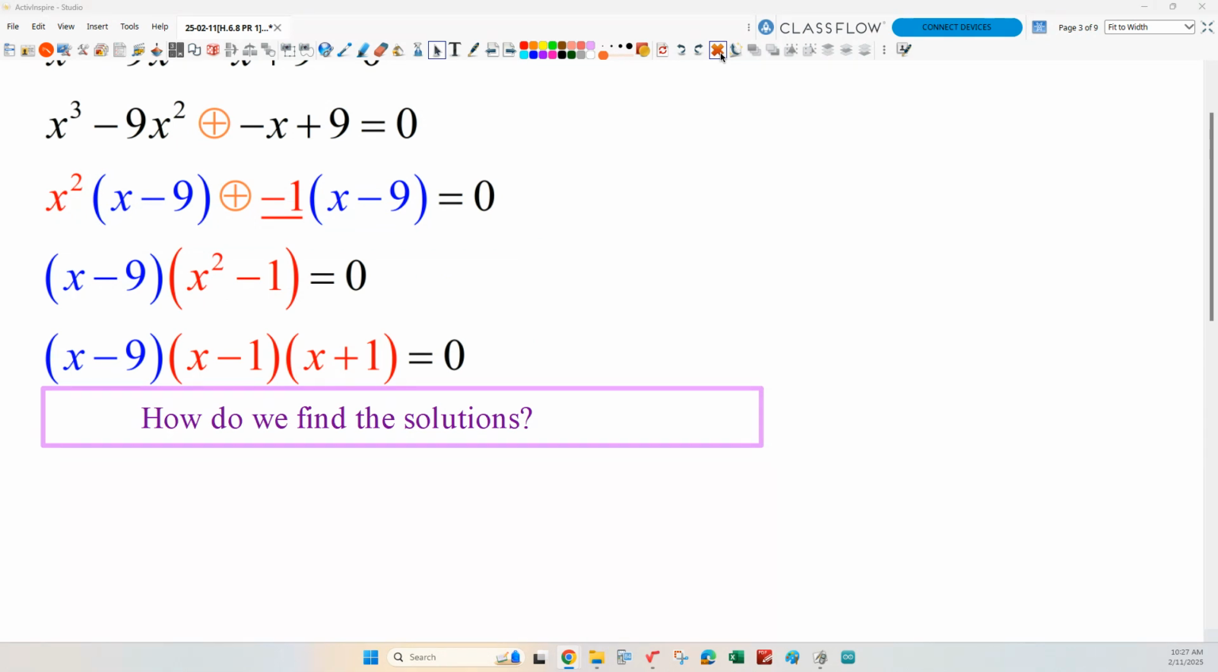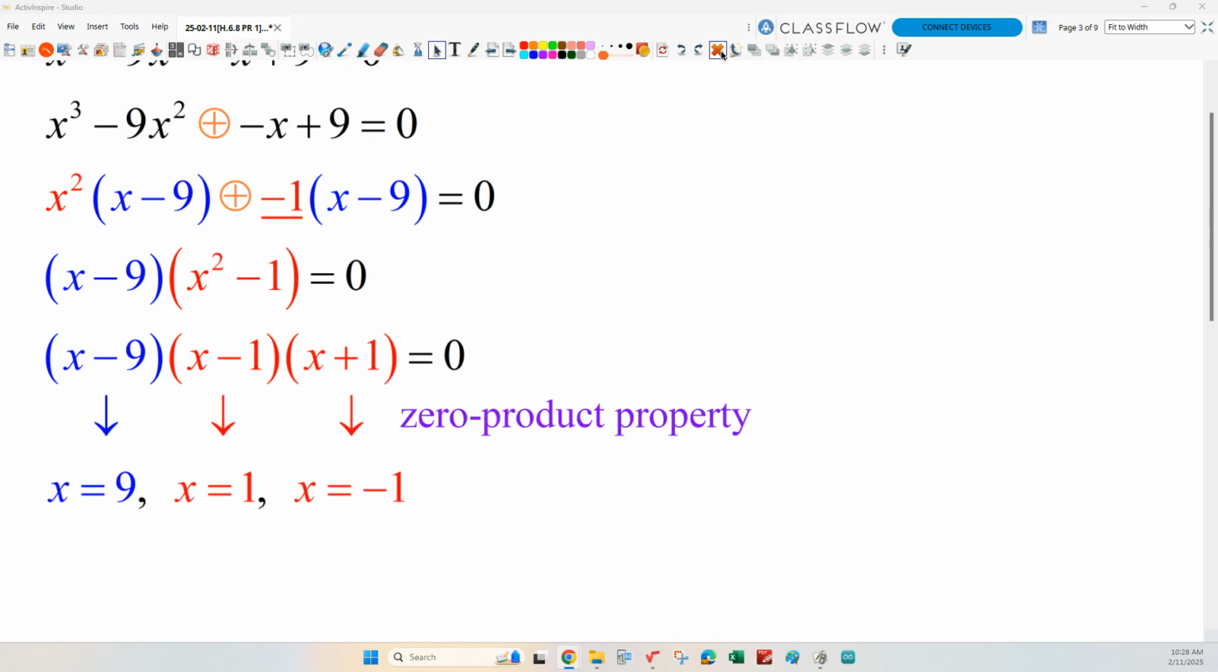How do we find the solutions once we've factored the polynomial completely? There you go. Apply the zero product property or the zero factor property, whatever you want to call it. We set each factor equal to 0 and solve. And we get 9, 1, and negative 1, right? Give me thumbs. Does that make sense? Okay, good.